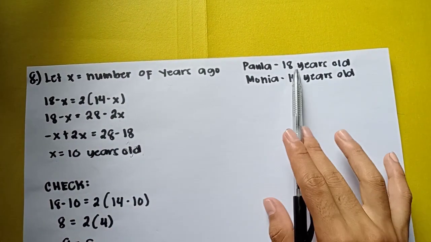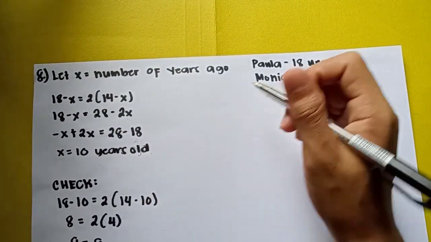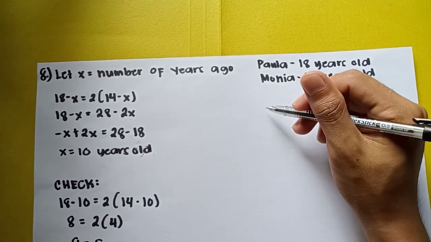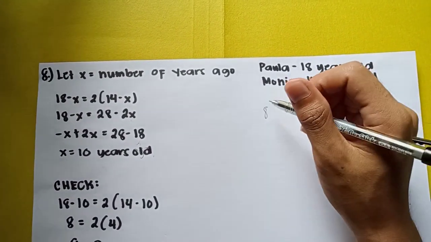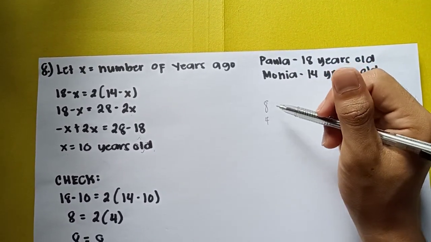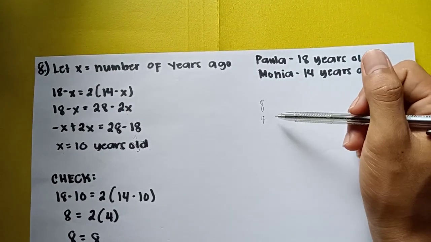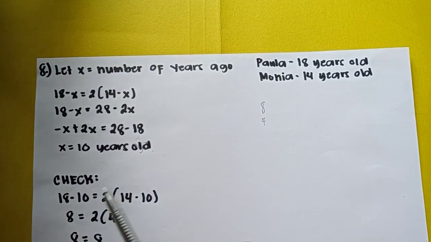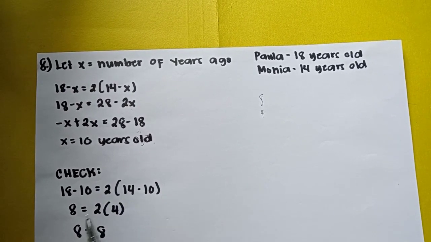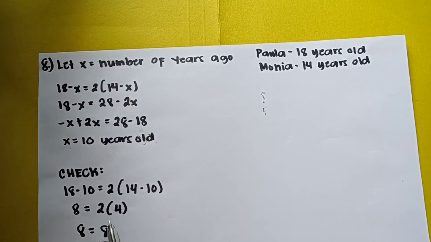So if we subtract 10 years ago from their ages, 10 years ago Paula is just 8 years old and Monica is just 4. So it is really, Paula is really twice the age of Monica. To check if our answer is correct, 18 minus 10 equals 2 times 14 minus 10. 8 equals 2 times 4, 8 equals 8. So our answer is correct.